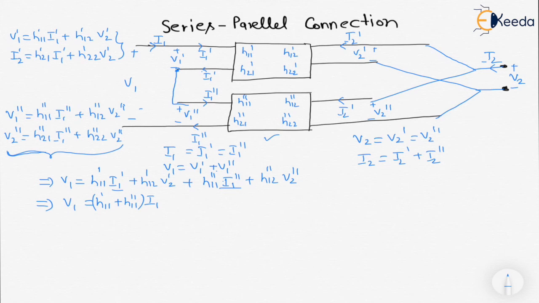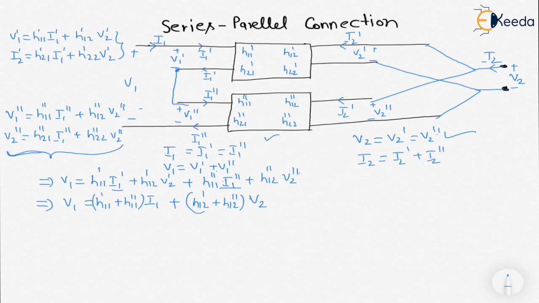times I1 plus the remaining H12 dash plus H12 double dash times V2, since V2 is equal to V2 dash is equal to V2 double dash. We can take it from the other port, so this will become V2. Now we can add I2 is equal to I2 dash plus I2 double dash also.